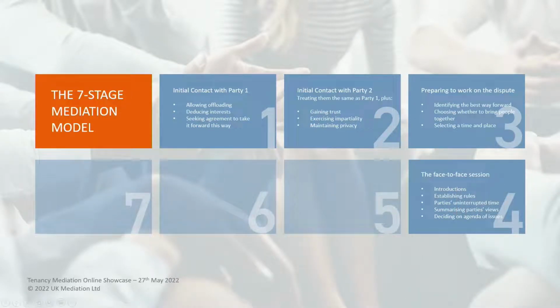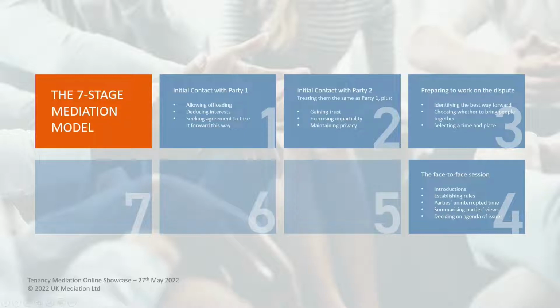Stage 4 is all about the joint meeting. It's about getting the parties in the same room together. You'll see a little bit then of some parts of stage 4. We haven't got time to go into too much detail, but the introductions, establishing some rules. We only need a couple of rules, giving the parties some uninterrupted time to speak, summarising what they bring, and deciding on an agenda of issues that need to be negotiated.